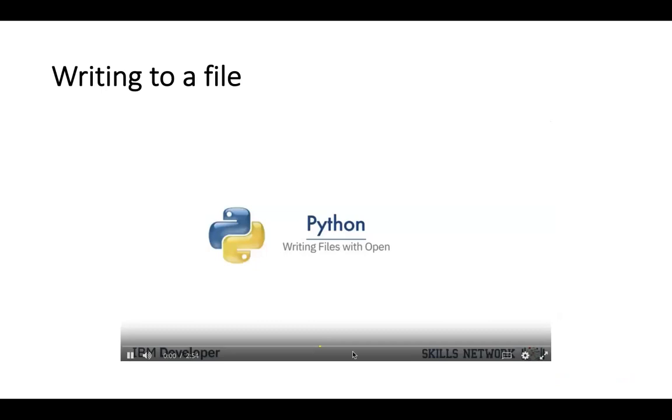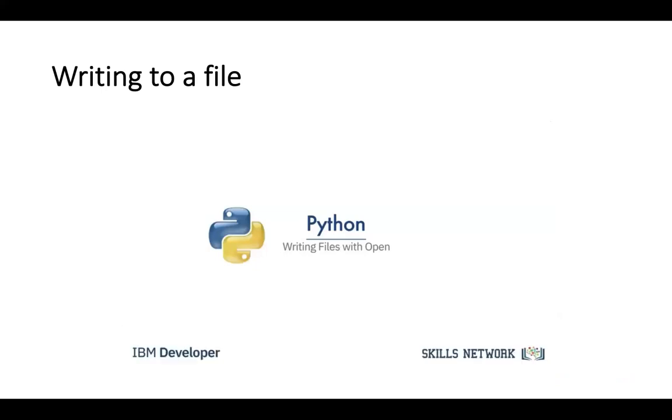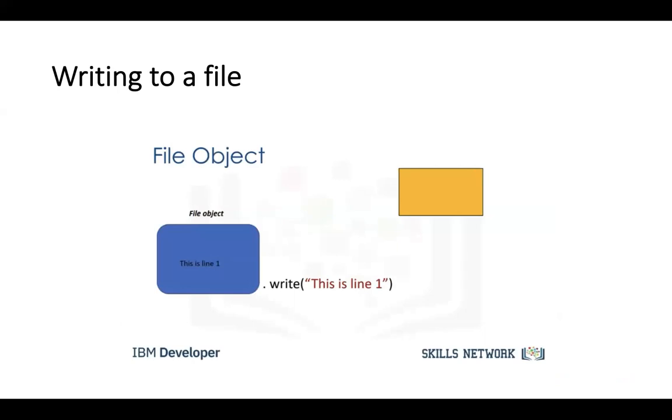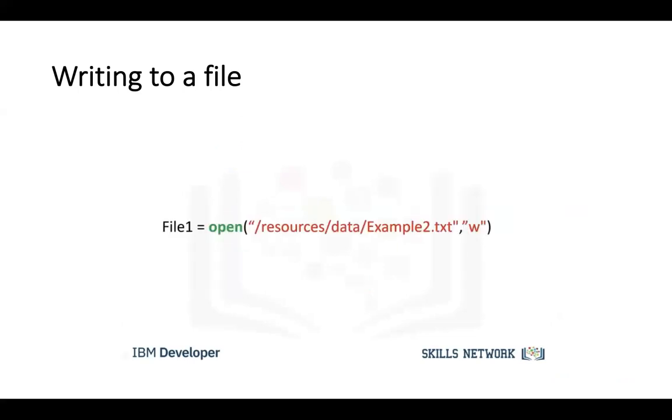We can also write to files using the open function. We will use Python's open function to get a file object to create a text file. We can apply the method write to write data to that file. As a result, text will be written to the file.